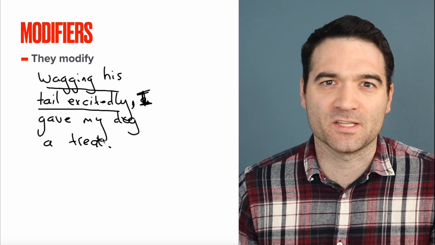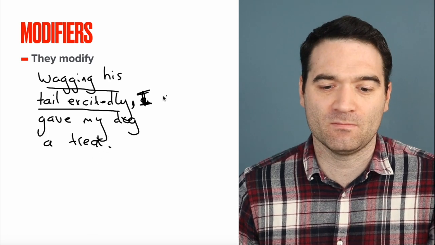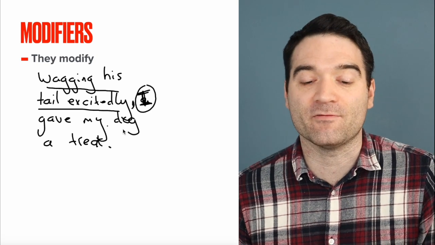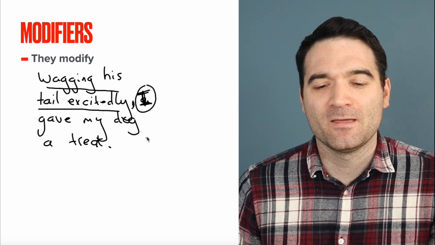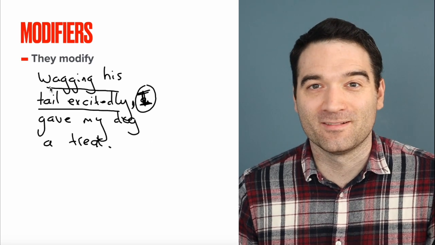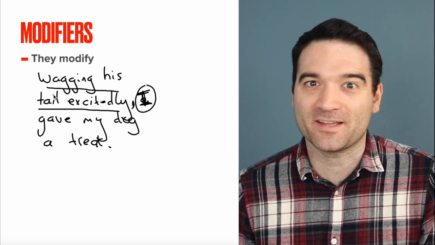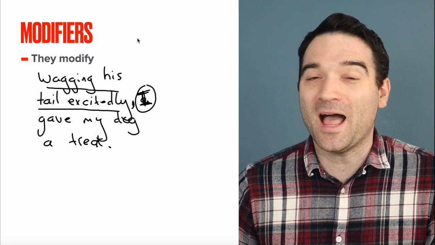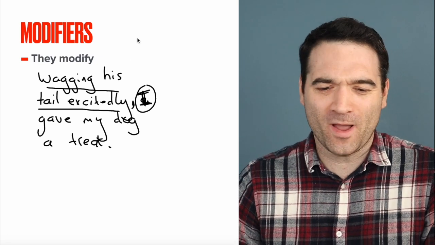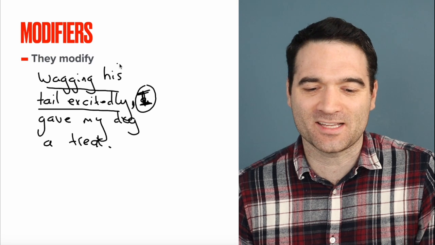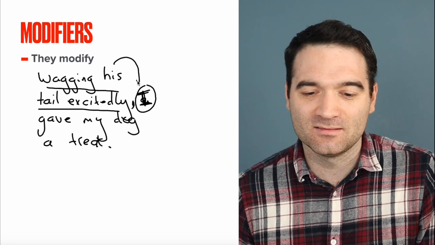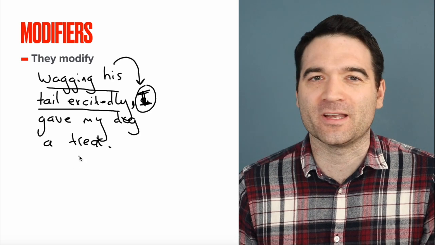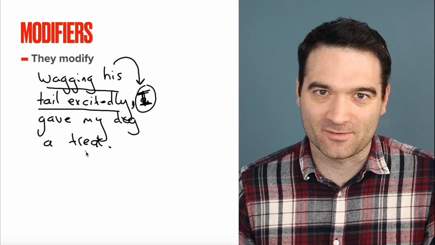What's the subject of this sentence? Who's doing the action? Well, I am, right? I am giving my dog a treat. I gave my dog a treat. Is this modifier modifying the subject that it's supposed to, or modifying the person that it's supposed to? Well, as it's written now, the way it sounds is wagging his tail excitedly, I, as in I'm wagging his tail excitedly, gave my dog a treat. That does not make any sense, right?